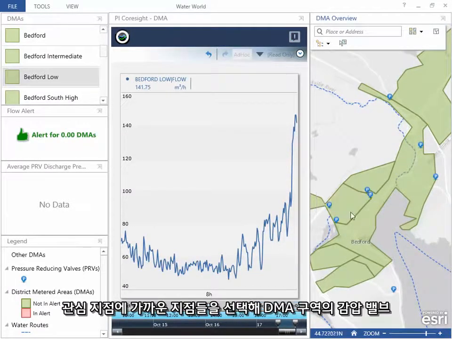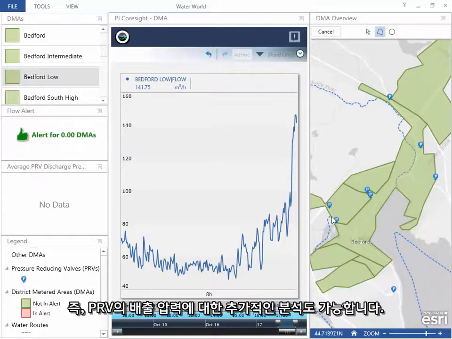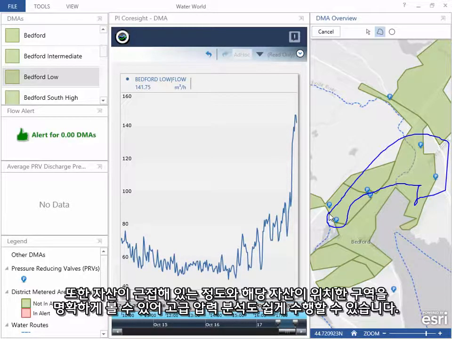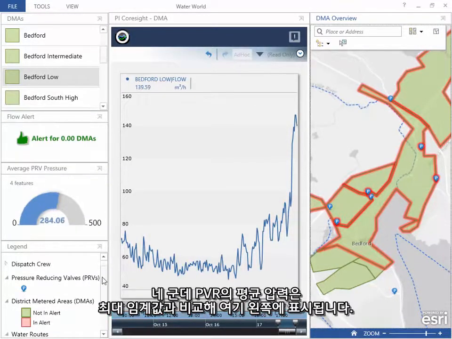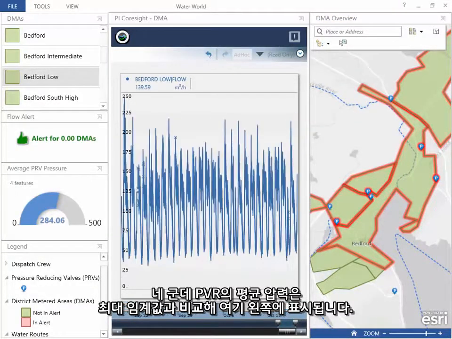Further analysis can be achieved on the discharge pressure of pressure-reducing valves, or PRVs, of the DMA zones by selecting the ones close to a point of interest. Advanced pressure analyses are now intuitive, as we clearly see how close the assets are and in what zone they're located in. Average pressure for the 4 PRVs can be here seen on the left against maximum and threshold values.